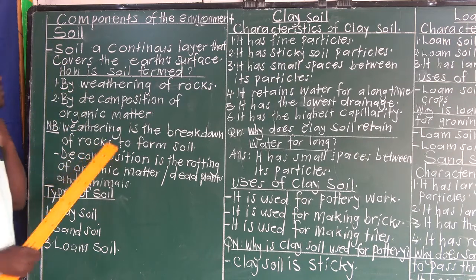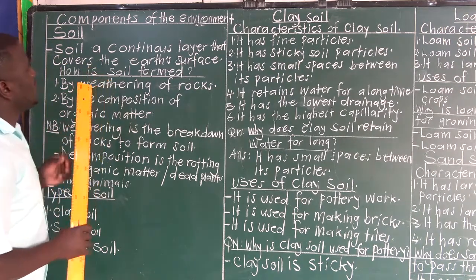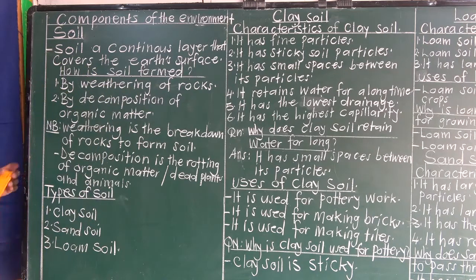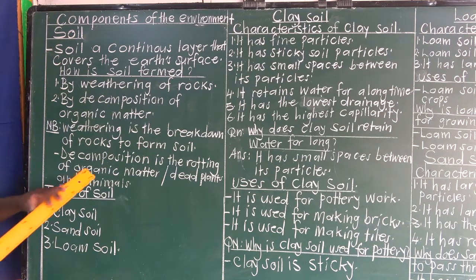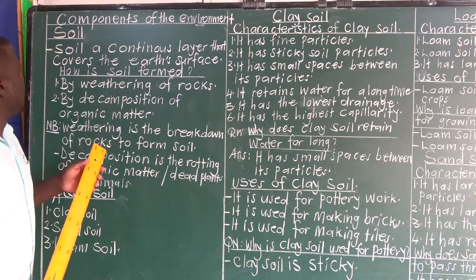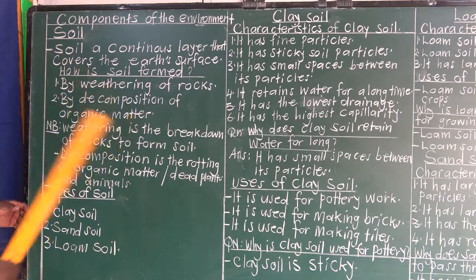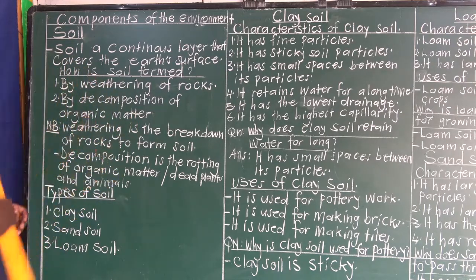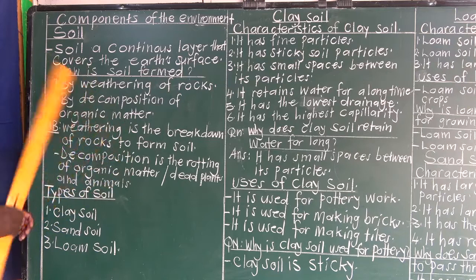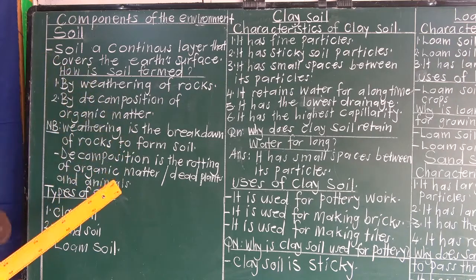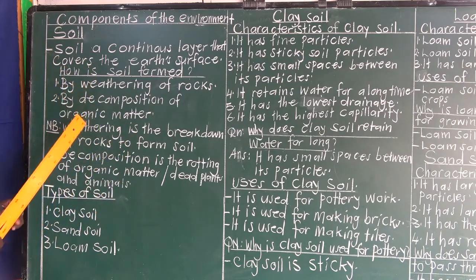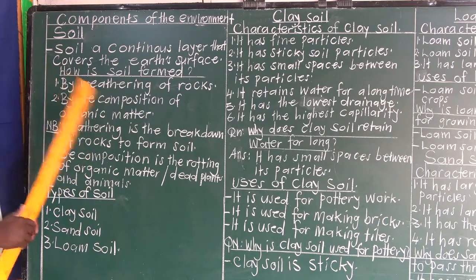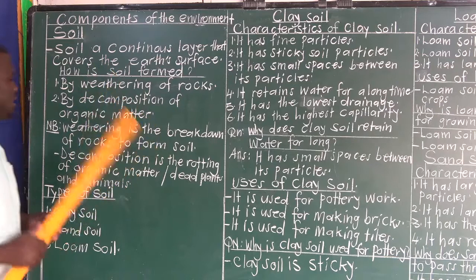So what is soil? Soil is a continuous layer that covers the Earth's surface. How is soil formed? Soil is formed in two ways. One, by weathering of rocks, then by decomposition of organic matter.